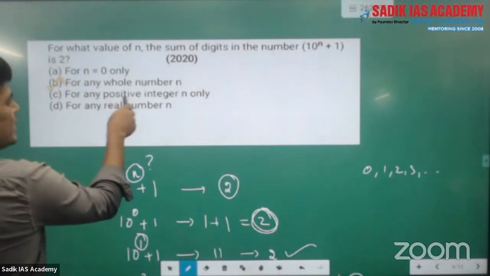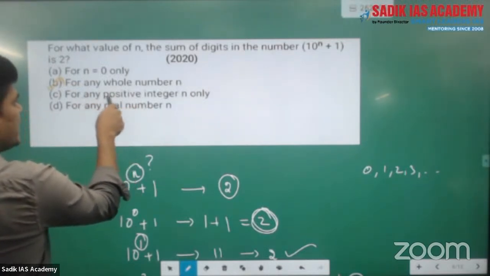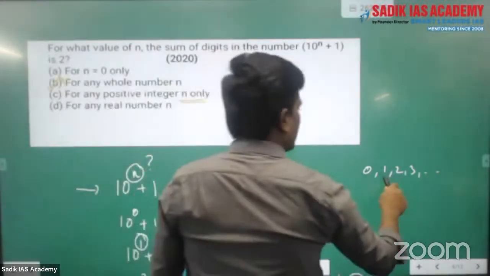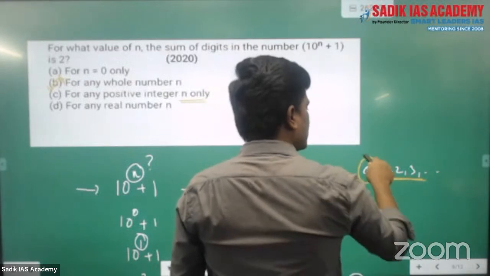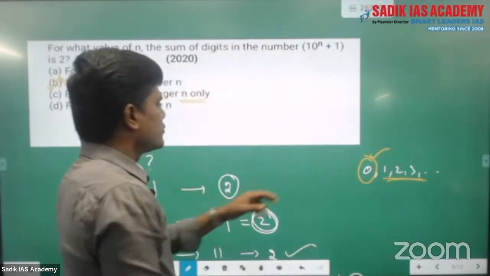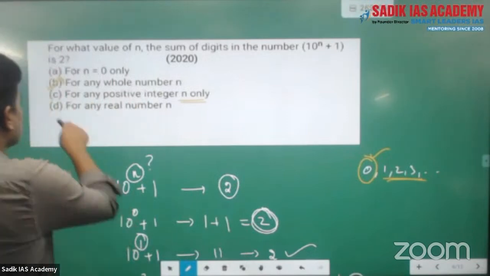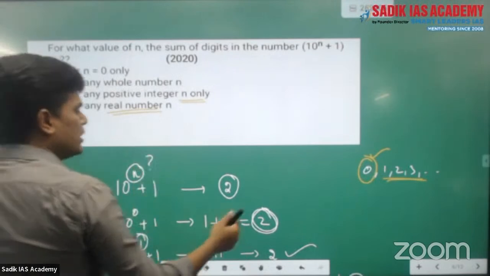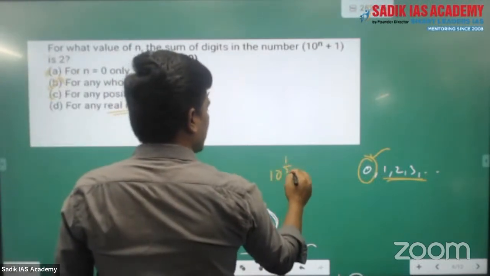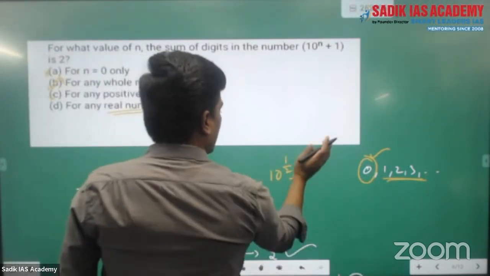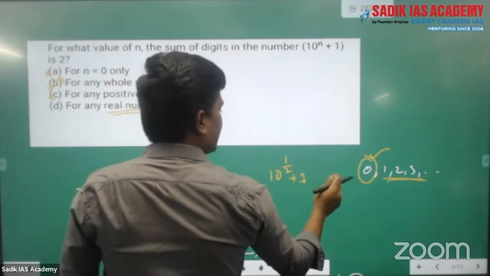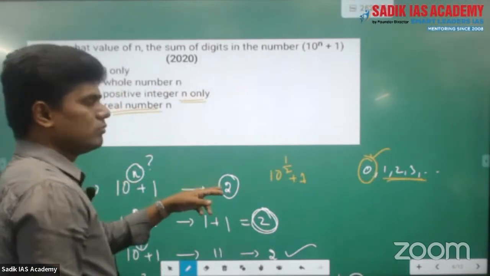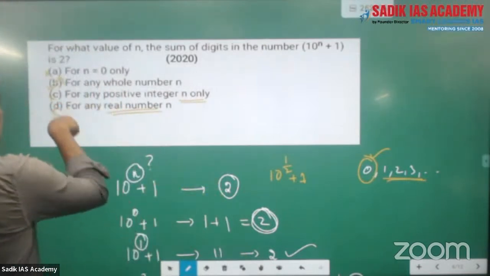Similarly, here I can easily leave this option because for any positive integer n only, any positive integer n means they are considering only from 1, 2, 3. It satisfies 0 also. Yes or no? So I can easily leave this condition. And for any real number n, no. If 10 power 1 by 2 plus 1, I'll get a number. If I add all the digits of the number, I'm not going to get the 2. So this is not going to be true.